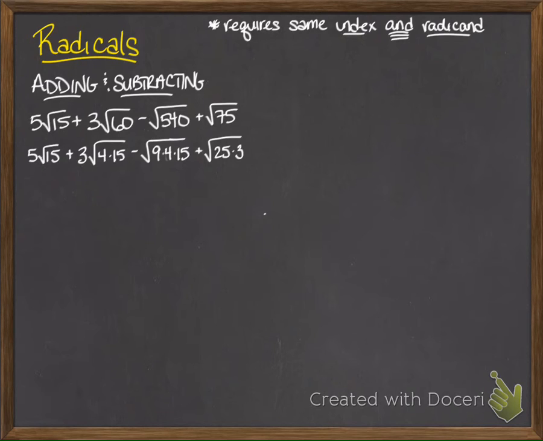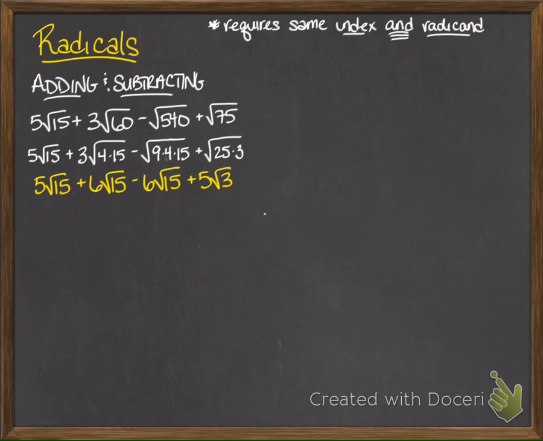Now, evaluating each of those square roots of perfect squares, we can pull those values out front and multiply them by that other value. 5 root 15 plus 6, which is 3 times the square root of 4, or 3 times 2, square root of 15 minus both the 9 and the 4. We can take the square root, so 2 times 3 is 6 times the square root of 15, plus 5 times the square root of 3.